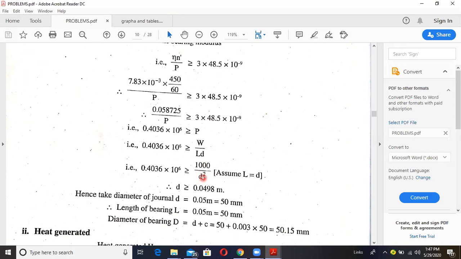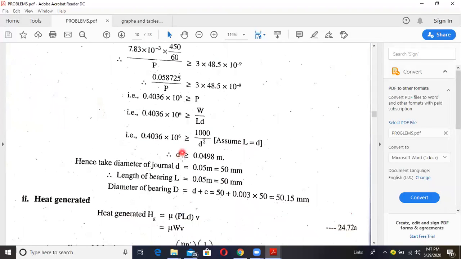That is nothing but cross multiply D square here, take this value towards the RHS, simplify and apply the square root, then we will get D greater than or equal to 0.0498 meters. Now we can take greater than or equal. I am going to take a value greater than this value, therefore it is approximately equal to 50. Therefore, I am going to take D is equal to 0.05 meter.